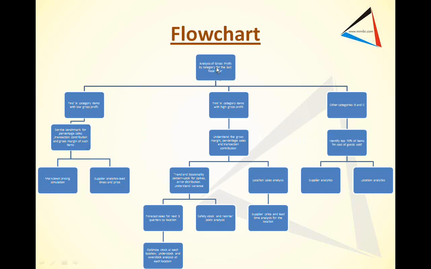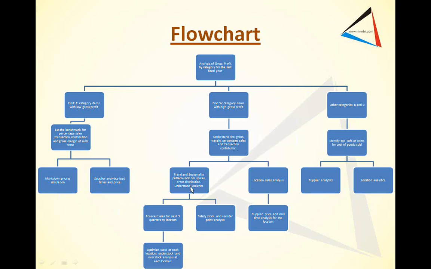This is the complete flowchart for the minimizing. So we'll analyze the gross profit by category for the last fiscal year. Find the category A items with the low gross profit, high gross profit, and then other categories B and C. For the category A items with high gross profit, we'll look at the gross margin, percentage sales, and transaction distribution.